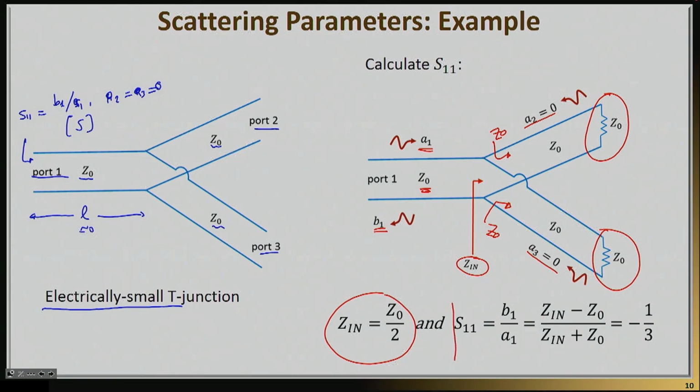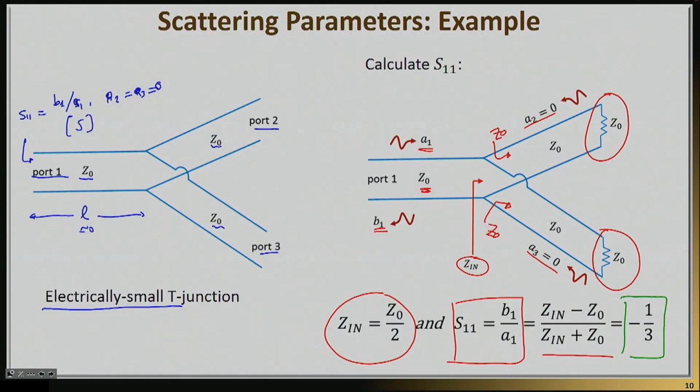So if I now calculate S11, which will be equal to B1 by A1, this will be nothing else but (Zin - Z0) over (Zin + Z0). In other words, this is the reflection coefficient that you see into port 1, provided that ports 2 and 3 have been terminated with their own characteristic impedances. And of course, it doesn't take much to find out that this is equal to negative 1/3. So this is the classic way that you will be calculating the S11 of any network. You will terminate all the other ports with their own characteristic impedances, and then find the reflection coefficient into port 1.